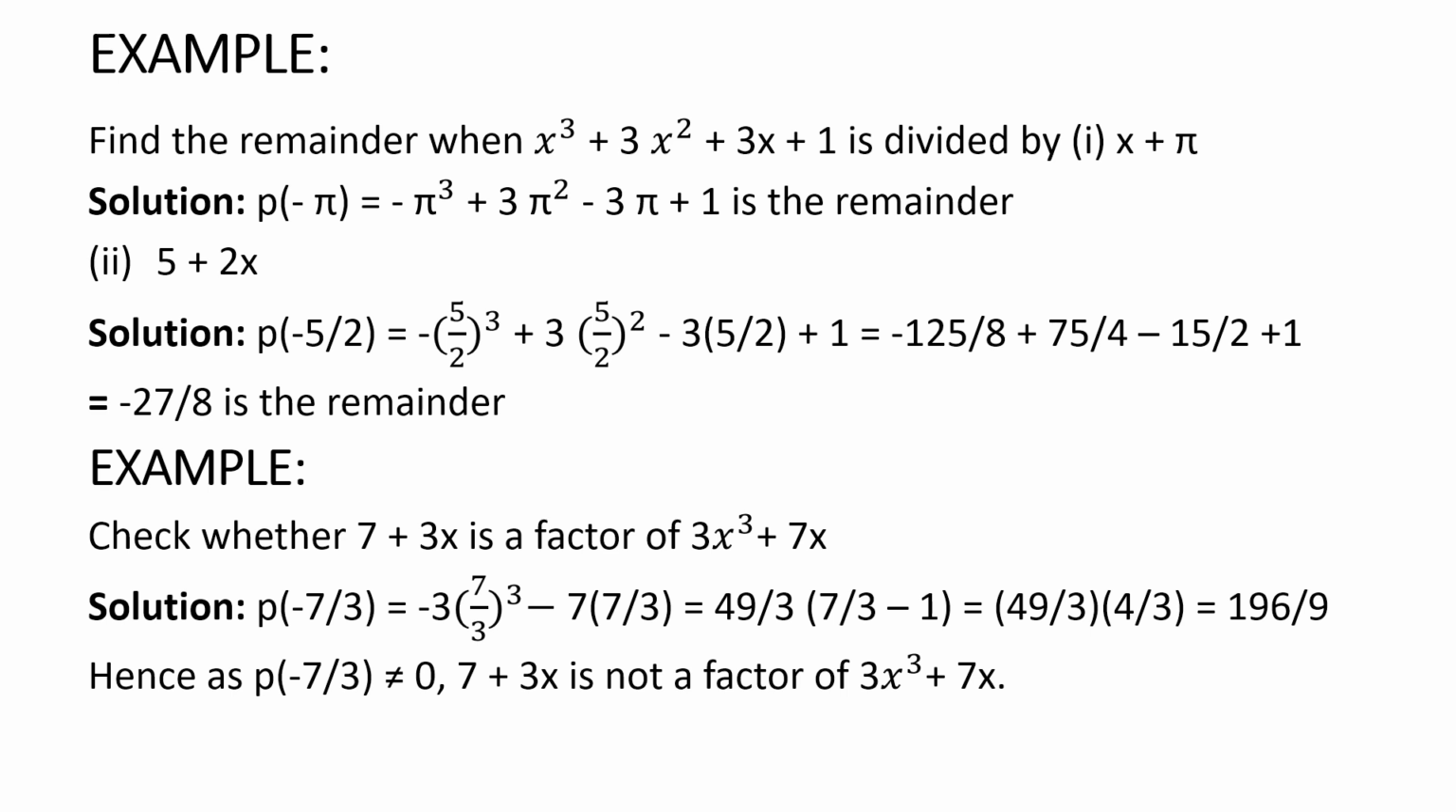Next example. Check whether 7 plus 3x is a factor of 3x cube plus 7x. Now, if it is a factor, what will you get? When you put its value, the value of the polynomial will be equal to 0. So now let us try to put the value. If 7 plus 3x is a factor, then x will be equal to minus 7 by 3. So putting x equal to minus 7 by 3, we get p(minus 7 by 3) equal to 196 by 9. Obviously this is not 0. So we can say that 7 plus 3x is not a factor of 3x cube plus 7x. If it had been equal to 0, it would have been a factor.